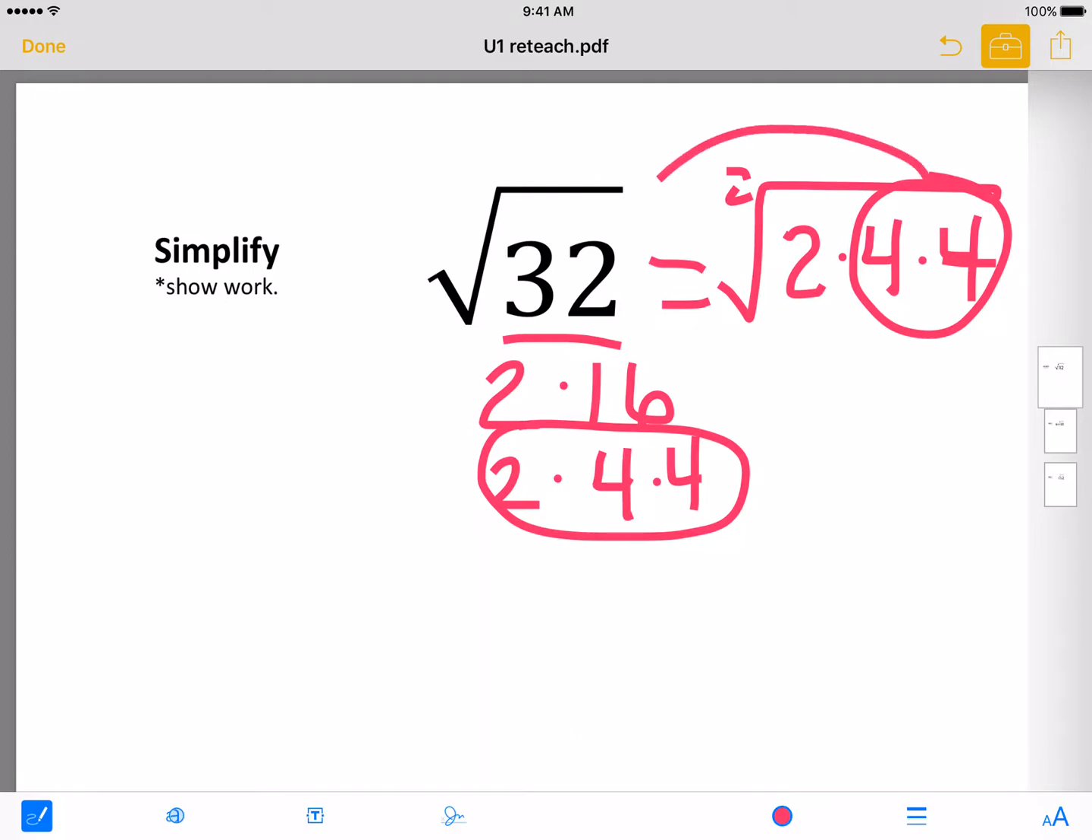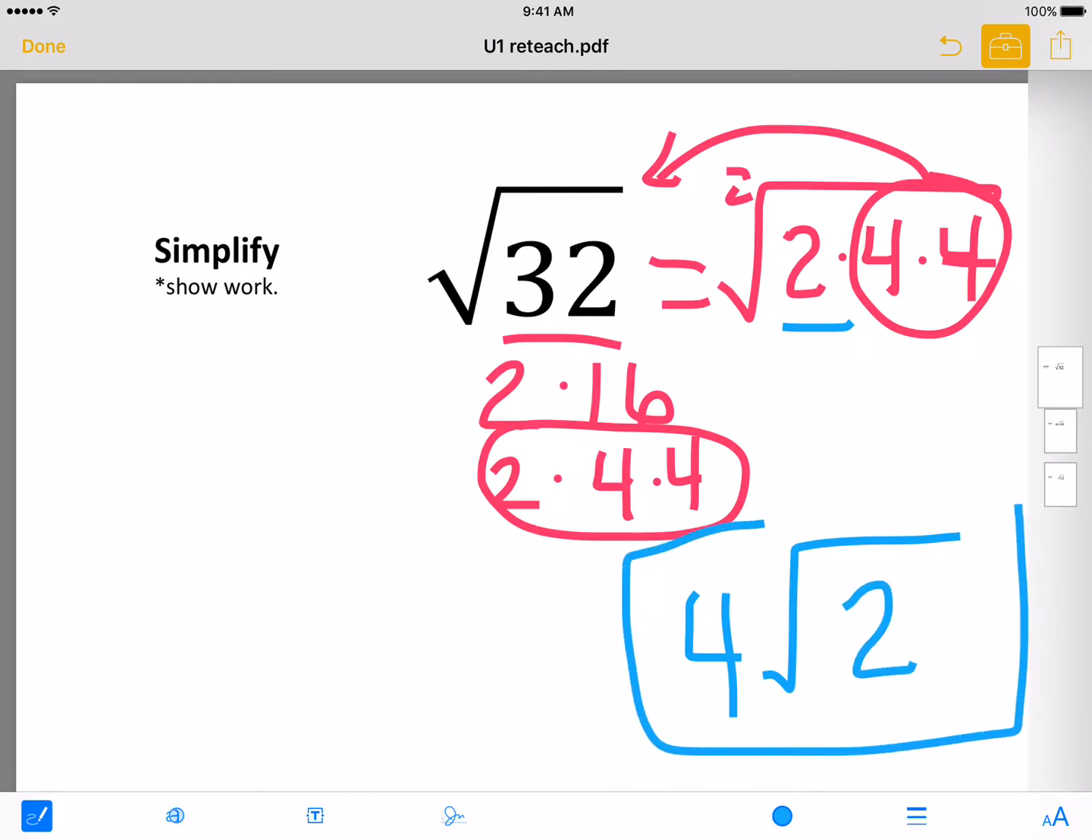When we take the 4 out, remember, when it comes out, it's now going to become a single 4. And then I have to ask myself, what do I still have in jail? I still have a 2 in jail. So my final answer is 4 root 2.